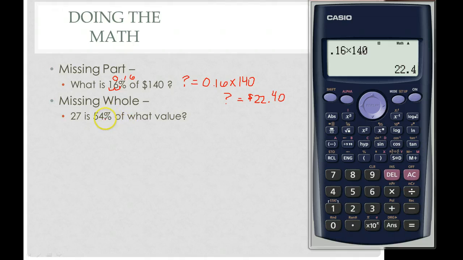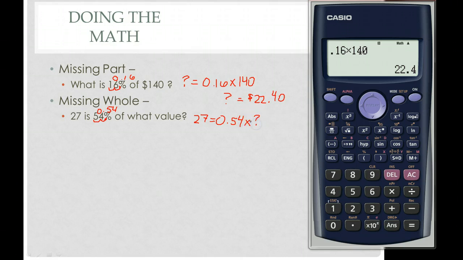Okay, missing whole. 27 is 54% of what value? Now again, I have a percent here, so I convert my percent to a decimal. So 54% is 0.54, and then I translate. I say 27 is 54%, 0.54 of, that's multiplication, what value?